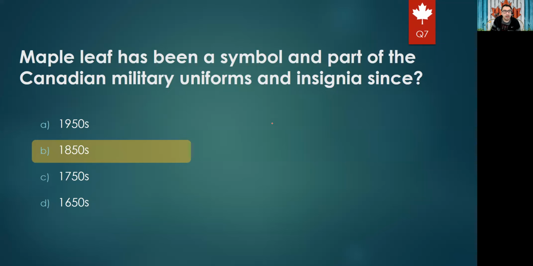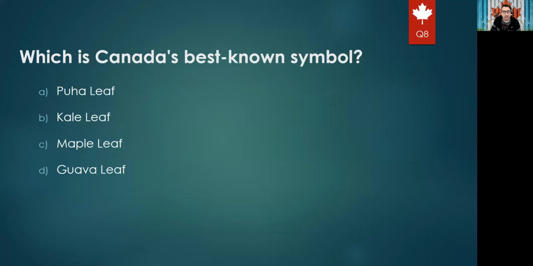This question will be: which is Canada's best known symbol? Boha leaf, kale leaf, maple leaf, guava leaf. For sure, these are also very easy questions. For sure, the right answer is maple leaf, okay.